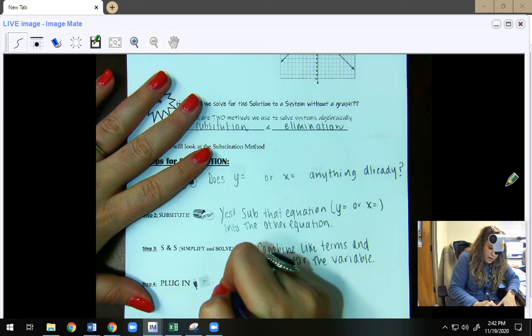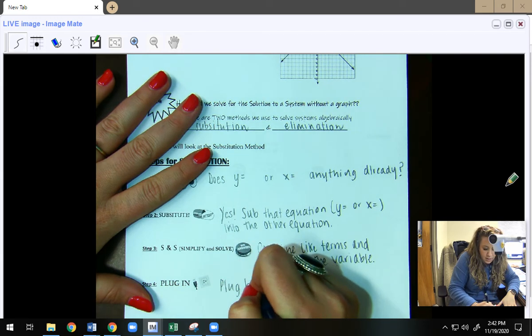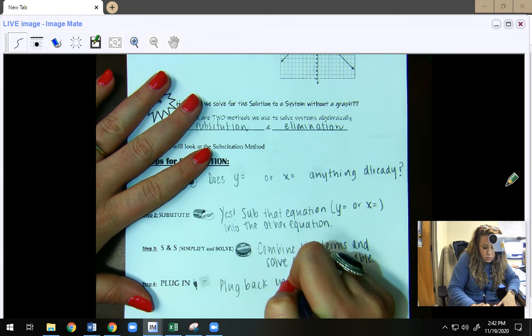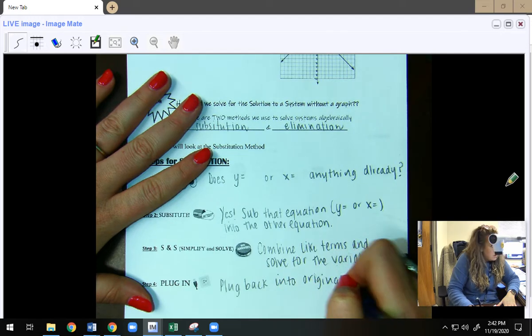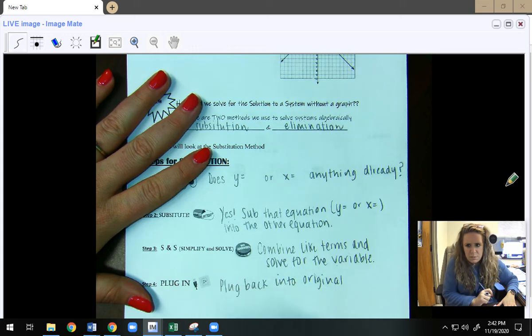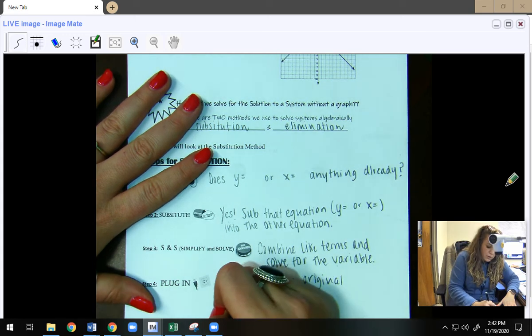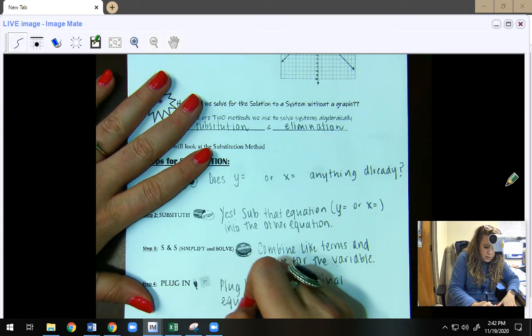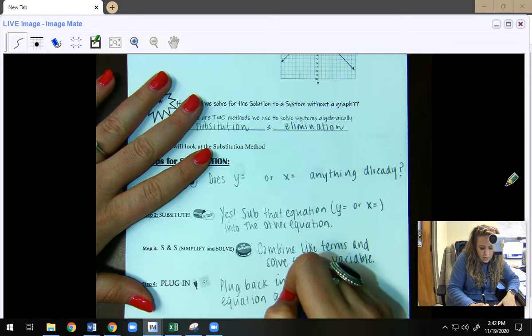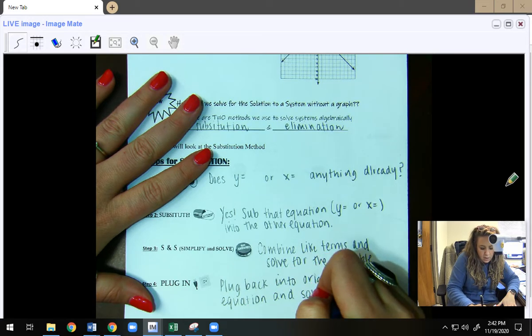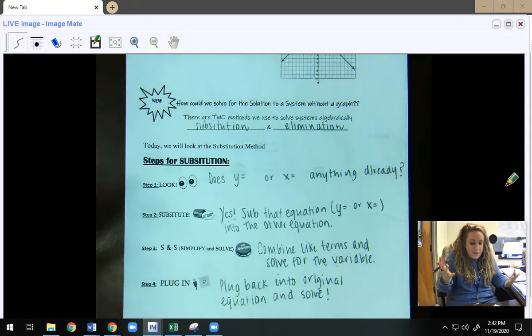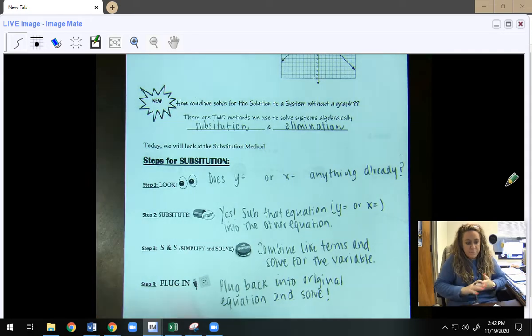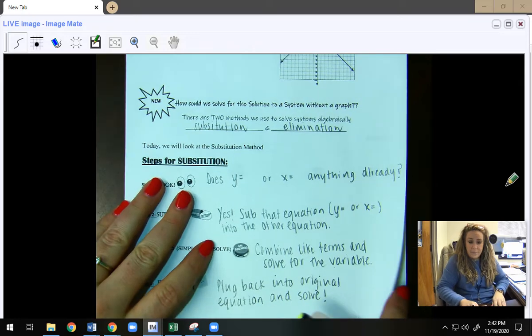So plug back into the original equation and solve. Okay, so beautiful. That's amazing. Those are the 4 steps. Now, enough talking about it. Let's do it.